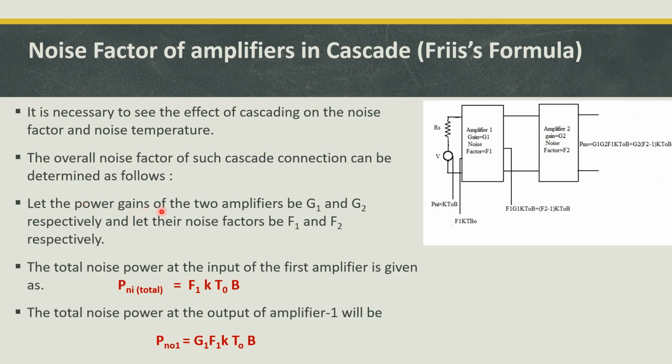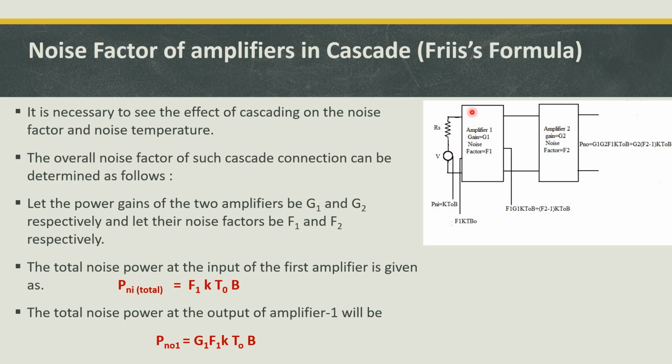Let the power gains of the two amplifiers be G1 and G2, and the noise factors be F1 and F2. The total noise power at the input of the first amplifier is given as follows. Here the total noise power at the input of amplifier 1, PNI total, is equal to F1 K T0 B.